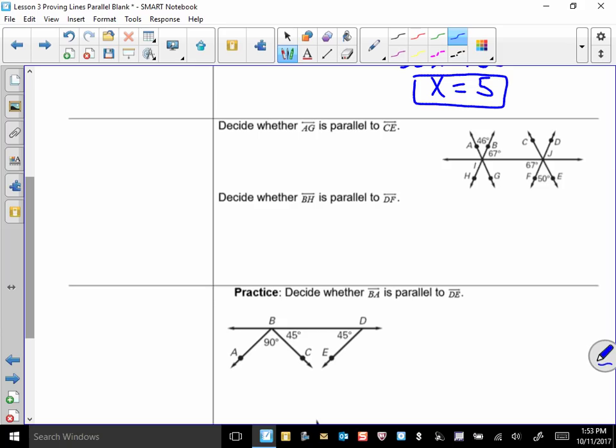Okay, what do we have now? Decide whether AG is parallel to CE. Okay, I got a lot going on here, so I'm going to highlight these two lines I'm talking about. Here's AG. Here is CE. And of course, for those two lines, this is the only option I have for a transversal. So I'm going to have to find an angle pair and see if they have the proper relationship to make those two parallel. So let's see what I know here.